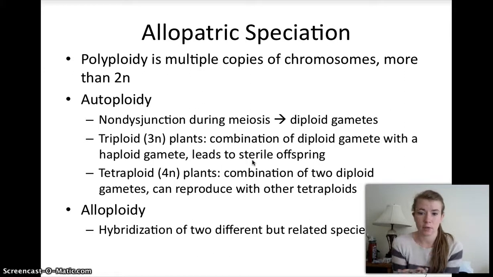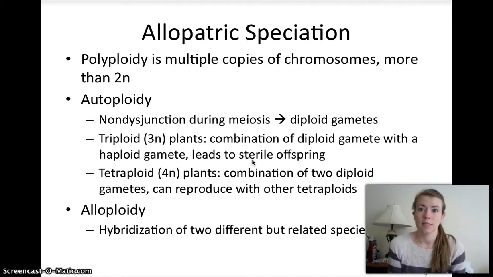Now we have diploid gametes, which is different than usual. Normally we have haploid gametes. The presence of diploid gametes, having 2 copies of each chromosome, changes things. If a diploid gamete fuses with a regular haploid gamete, 2 copies plus 1 copy, now we have 3 copies of each chromosome. This is called a triploid plant. It will grow to be a full plant, but it will have 3 copies of each chromosome.